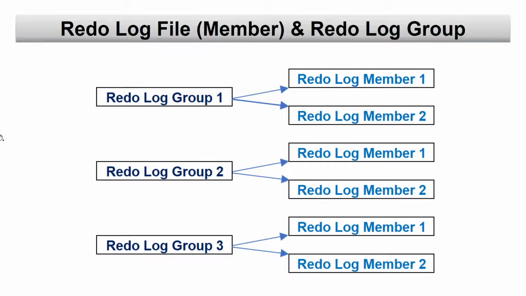In this particular scenario, according to this diagram, we have 3 redo log groups: 1, 2, 3. Each group has 2 files, so a total of 6 redo log members. You can call a redo log file either a member or a file. So we have 6 files or 6 members and 3 redo log groups. Now let me explain this.